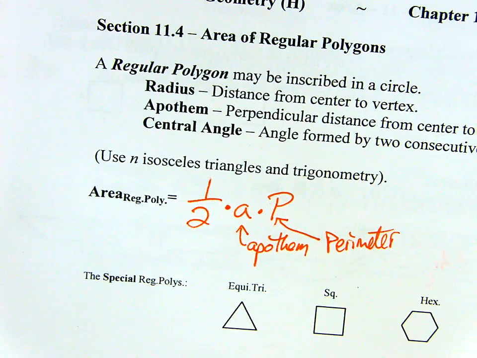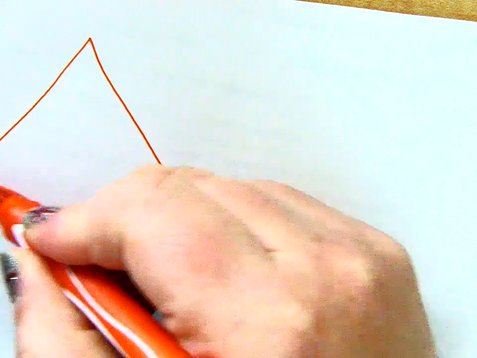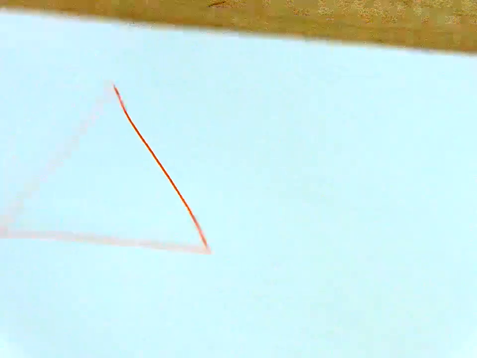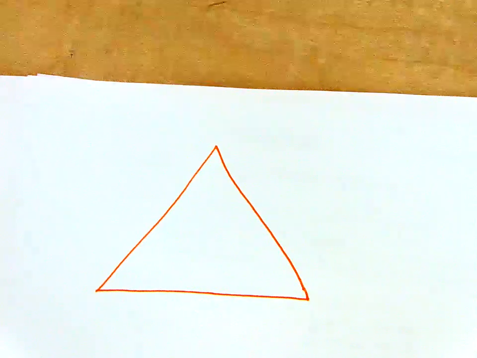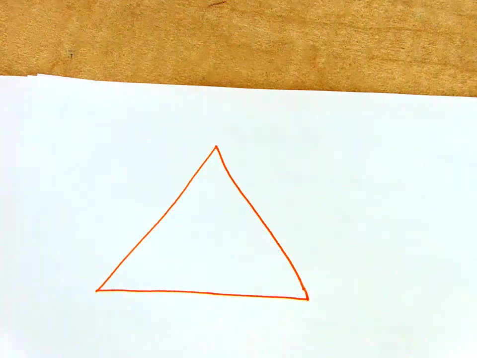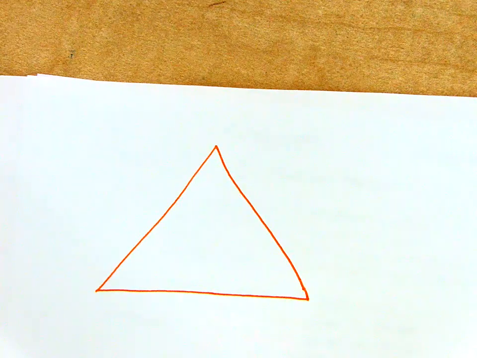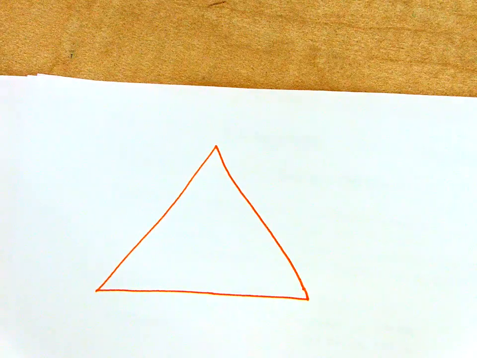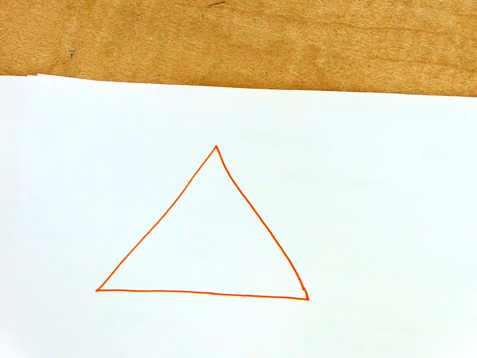Okay, so let's try a couple and see how this works. What shape do you want to use? Triangle? Okay, we'll start with an equilateral triangle. So this is a regular polygon. And yes, you could use one half base times height, but I'm not going to give you those things. I'm going to give you one bit of information.